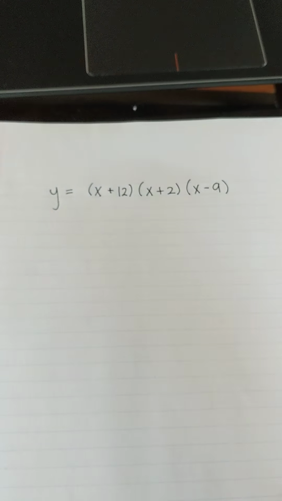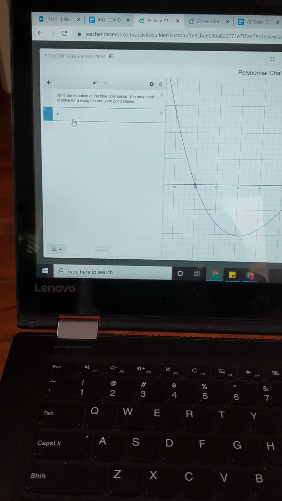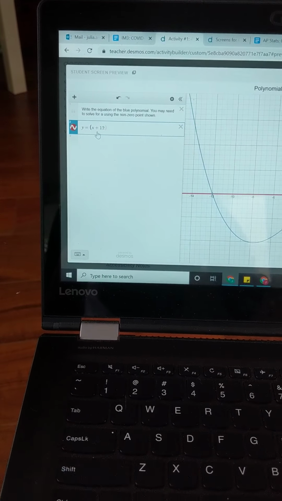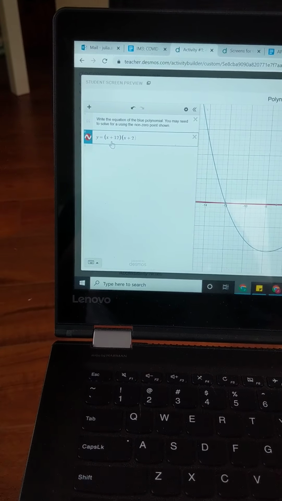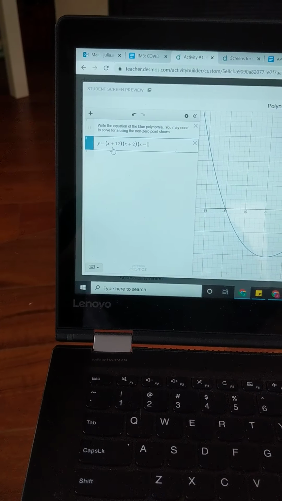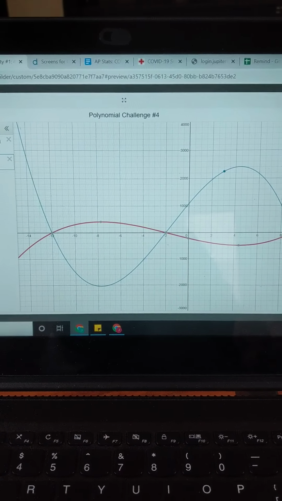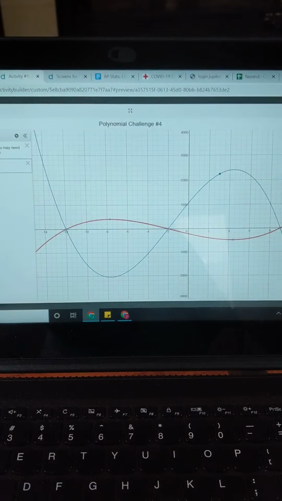All right, so it seems like that should be the answer. Let's see what happens when I type it in. I get y equals x plus 12, x plus 2, and x minus 9. All right, so you can see that it's not quite right because it doesn't match up with the graph. And that's because it has a coefficient that we need to solve for.